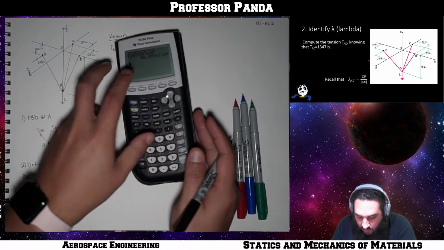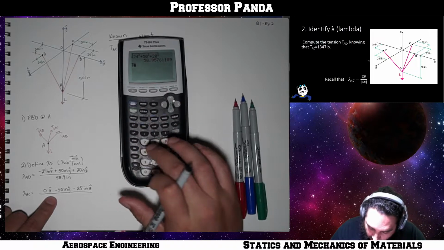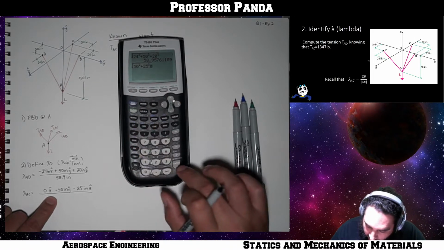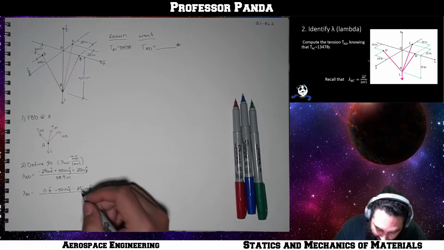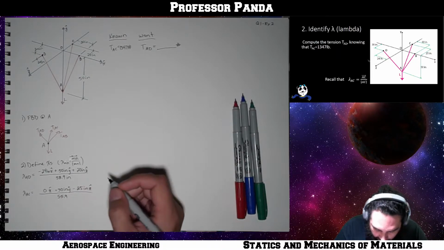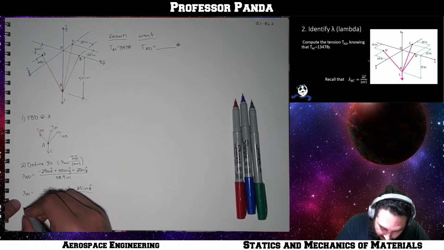And the length of this will be the square root of 50 squared plus 25 squared, 55.9. I'm going to go ahead and call that 56. Actually, no, let's keep the numbers legit. 55.9 inches. And last but not least, lambda AB.